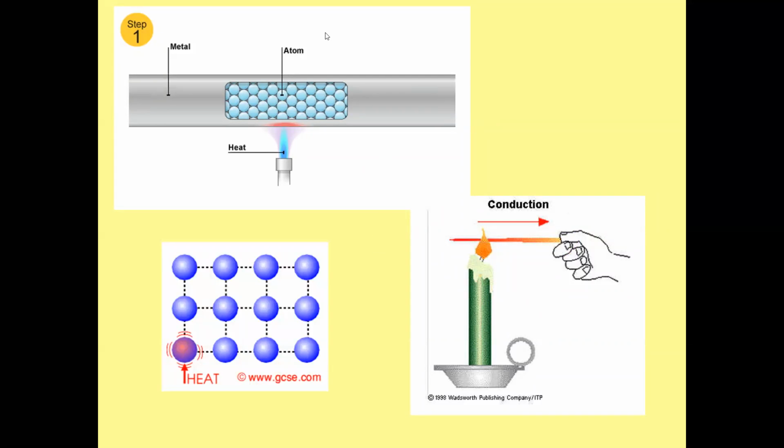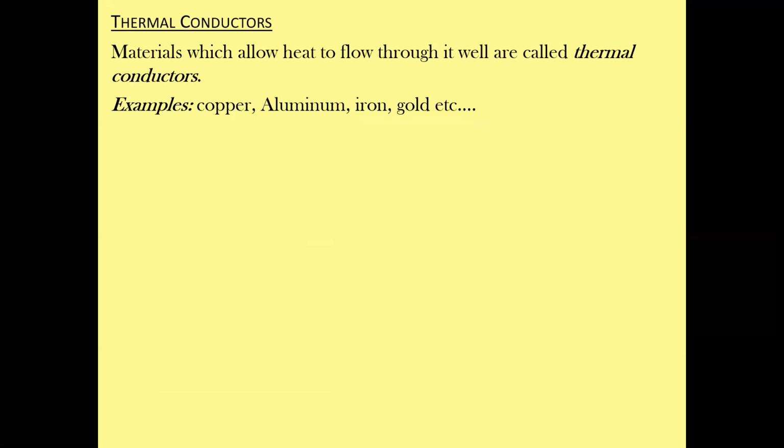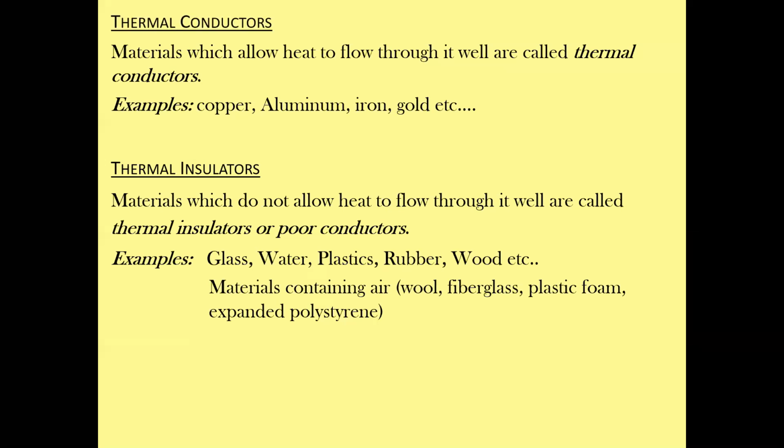So you can see when we supply the heat energy, we cause the particles to vibrate, and this causes the other particles to vibrate as well and transfer the energy from one place to another. A simple experiment can identify whether a material is a conductor or insulator. Examples of conductors are copper, aluminum, iron, gold, and insulators such as glass, water, plastic, rubber, wood.